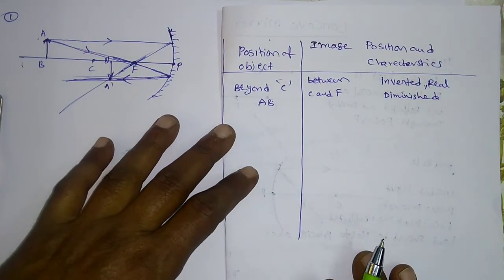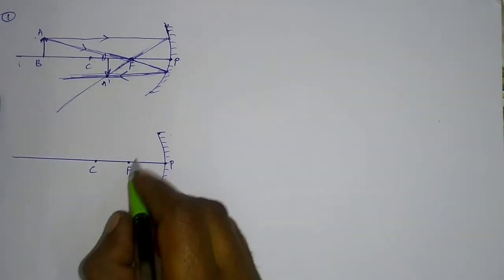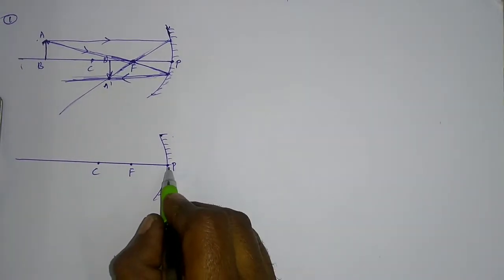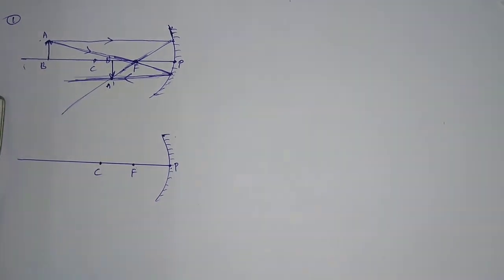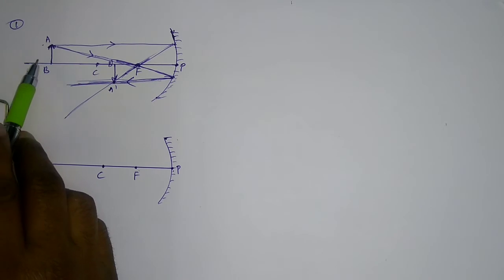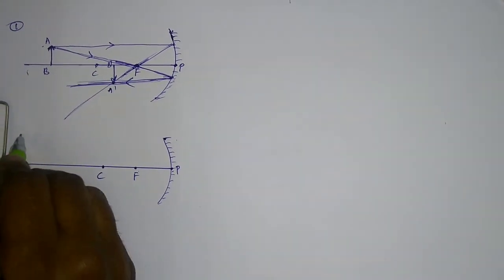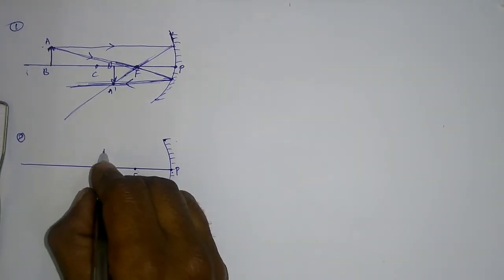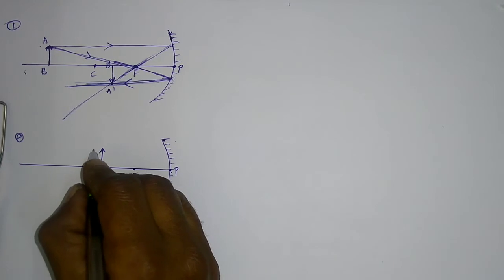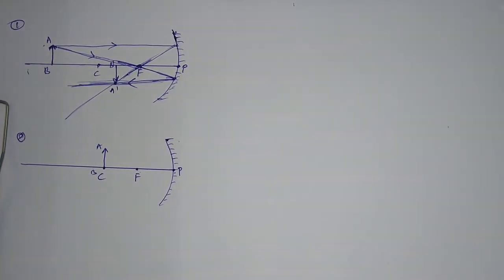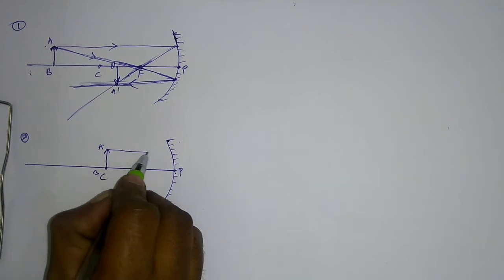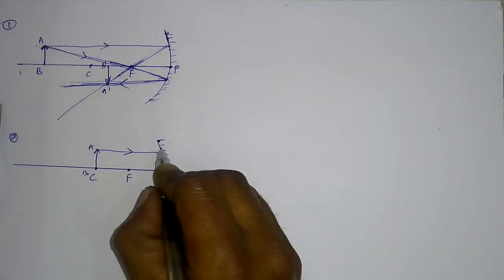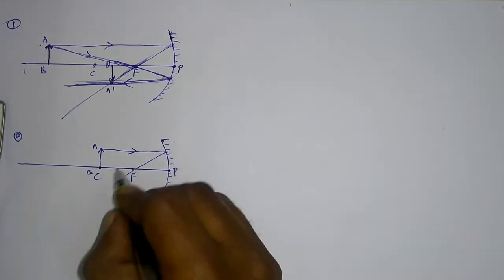Next, let us assume this is a spherical mirror. Point P is the pole, F is the focal point, and C is the center of curvature. In the first case, the object is beyond C. In the second case, the object is at C. This is the object, as usual, AB. For this explanation, you require two rays: one parallel to the principal axis, and another passing through the focal point. The one parallel to the principal axis will pass through the focal point.